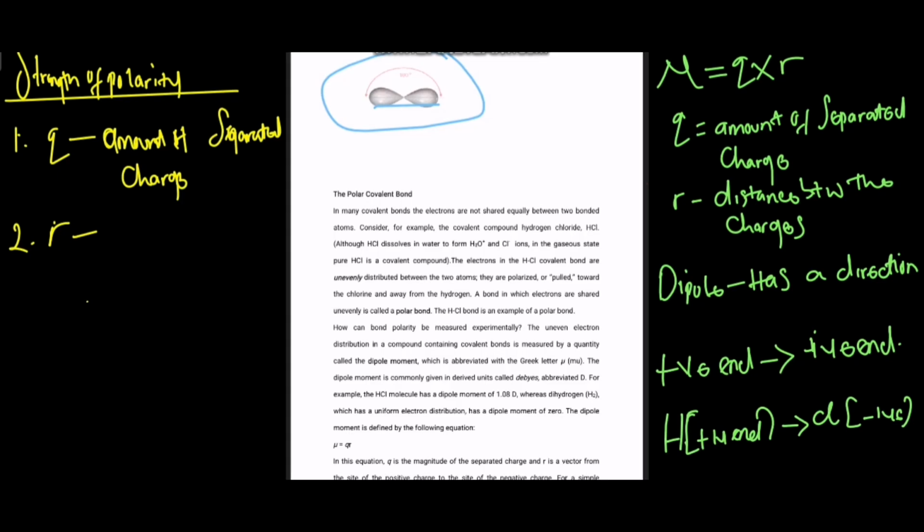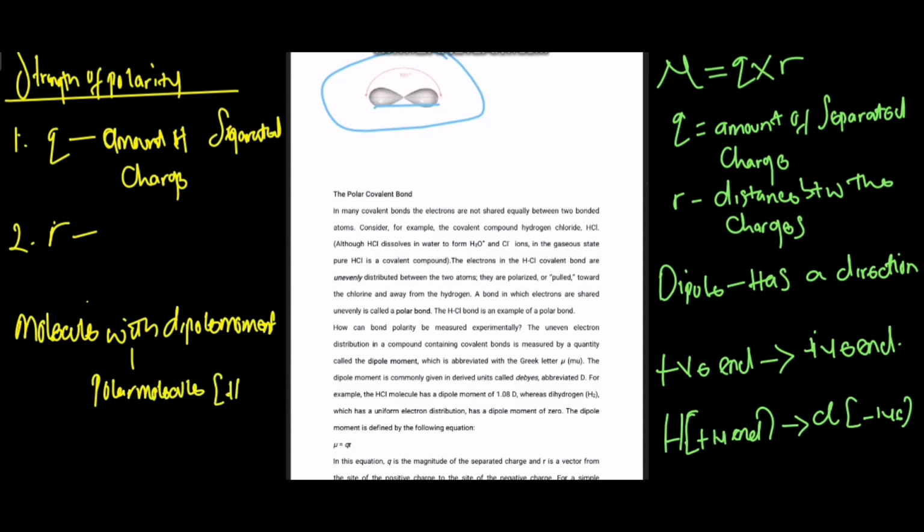Okay, now let's talk about molecules in general. Molecules which have a dipole moment are called polar molecules. From your slide there, molecules with dipole moment are called polar molecules. An example is hydrogen chloride. Then molecules without dipole moment are called non-polar molecules.